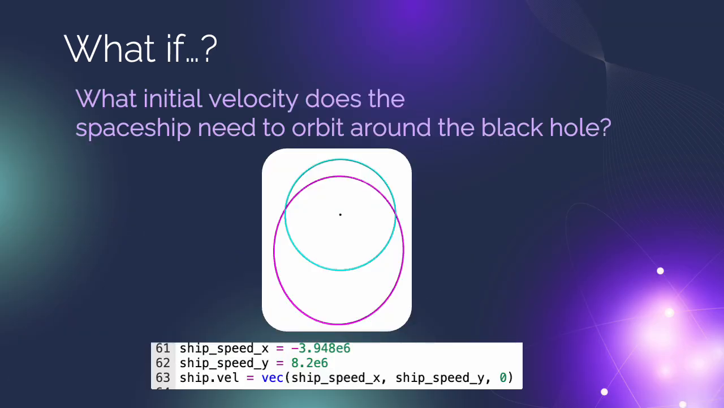So, what initial velocity does the spaceship need to orbit around the black hole? As you can see here, the magenta is the spaceship orbiting around the black hole through trial and error, and I increased the timing as well, and there we got the initial x and y velocity.